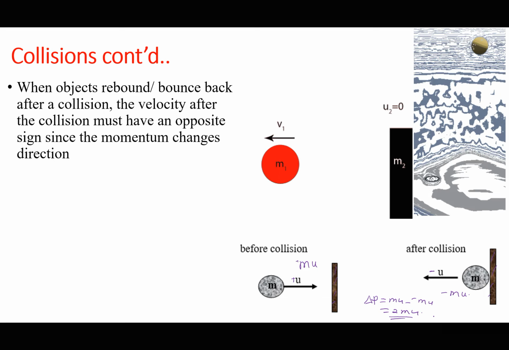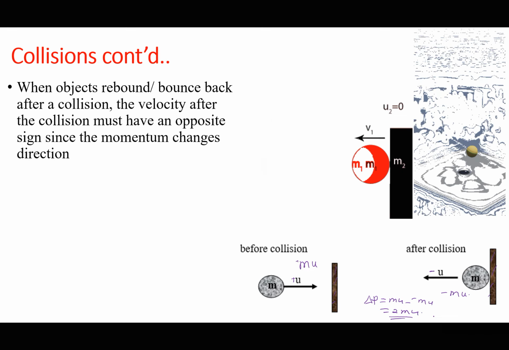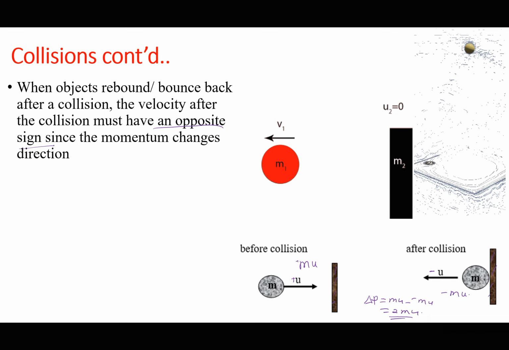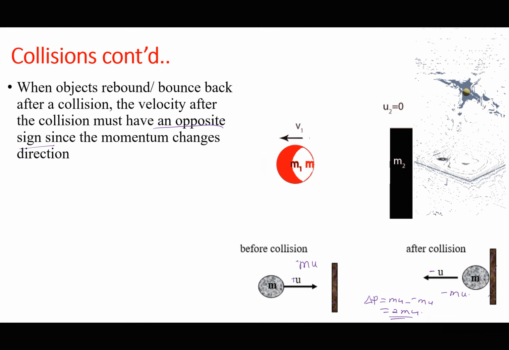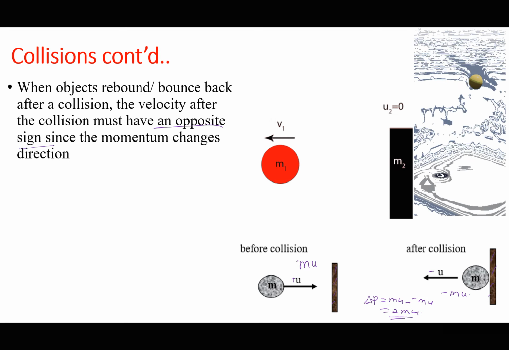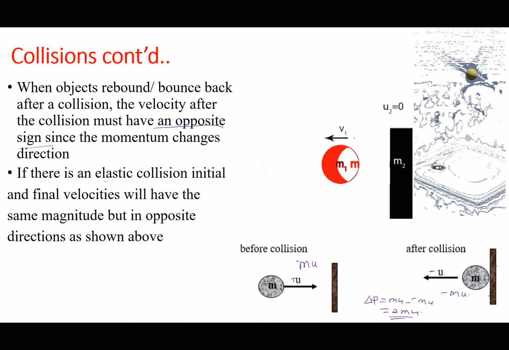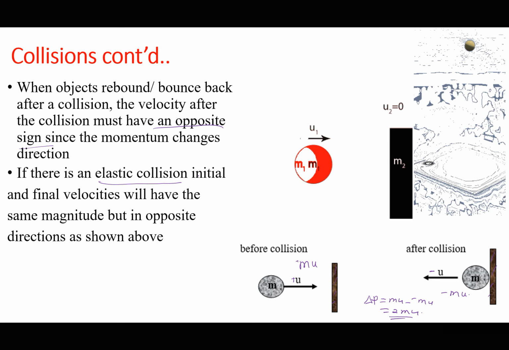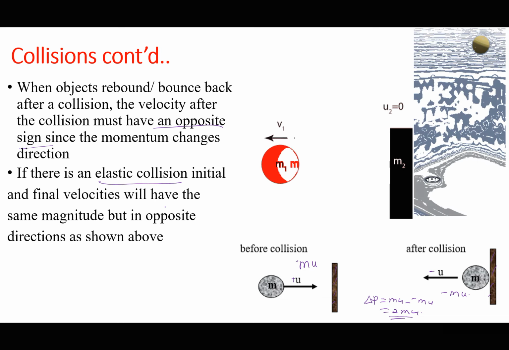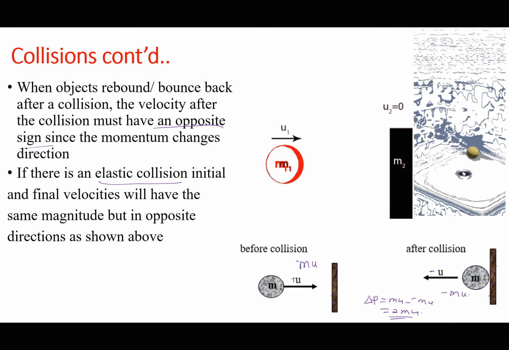So when objects rebound or bounce back after a collision, the velocity after the collision must have an opposite sign. This is what students normally forget in calculations. So if there is a change in direction, the velocity must have an opposite sign. And if there is an elastic collision, we are going to understand what we mean by elastic collision. The initial and final velocities will have the same magnitude but opposite directions as shown here.